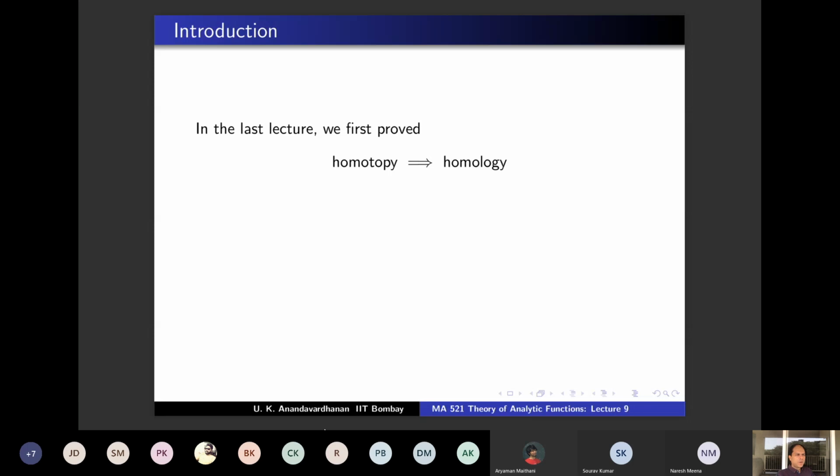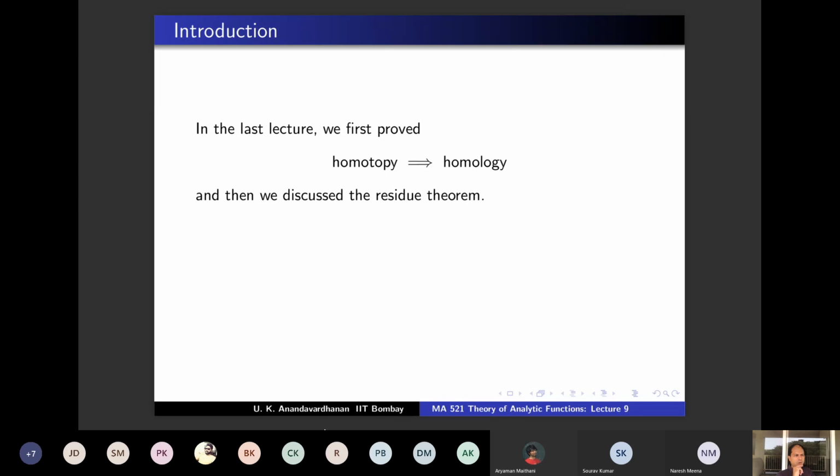We did a little bit more work. You may not be able to transfer from one to the other immediately, but via finitely many steps we could transfer, and we got this result. And then we discussed the residue theorem. And residue theorem, what was the main point?